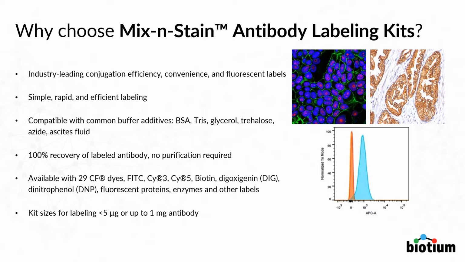And our mix and stain kits are available in a wide range of labels, both fluorescent or enzymatic or chromogenic. This includes 29 of our CF dyes, other commonly used dyes like FITC, Cy3, Cy5, biotin tag or DIG or DNP tag, fluorescent proteins, enzymes, and other labels. And we have kit sizes for labeling any amount of antibody for below 5 micrograms or up to 1 gram of antibody.